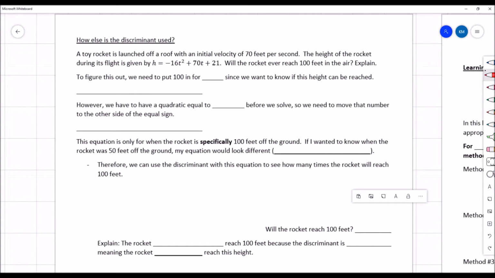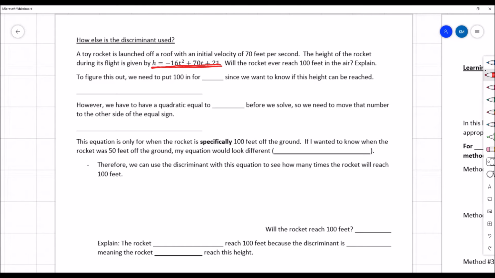A toy rocket is launched off a roof with initial velocity of 70 feet per second. The height of the rocket during its flight is given by h equals negative 16t squared plus 70t plus 21. Will the rocket ever reach 100 feet in the air? Explain. To figure this out, they gave us this equation. We sometimes get overly bogged down by story problems, but they summarize why they gave us the equation, and then they gave us the equation.